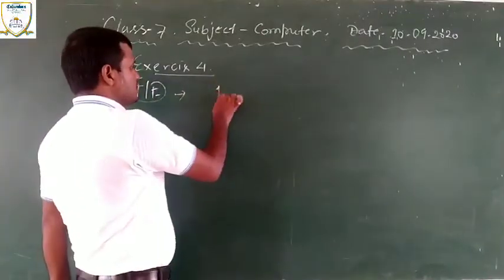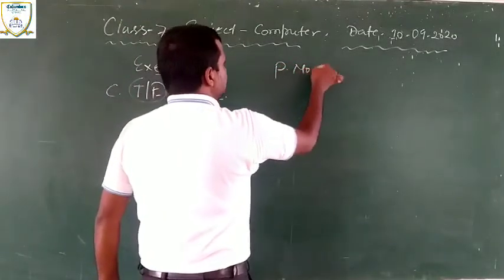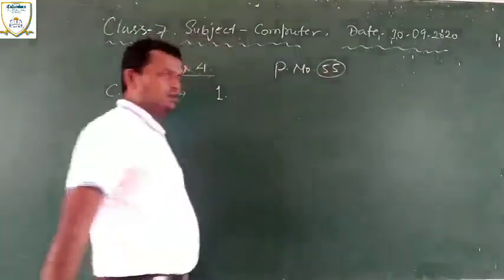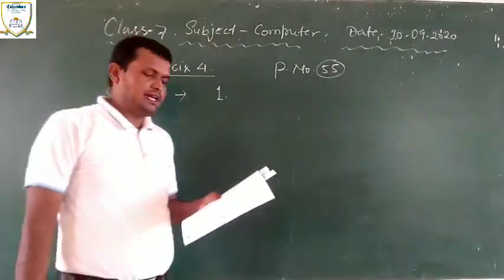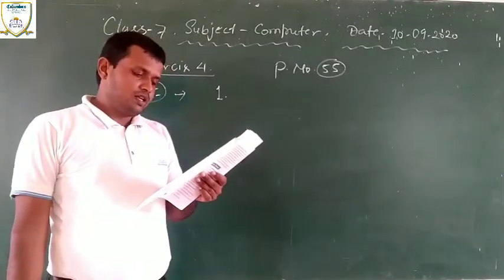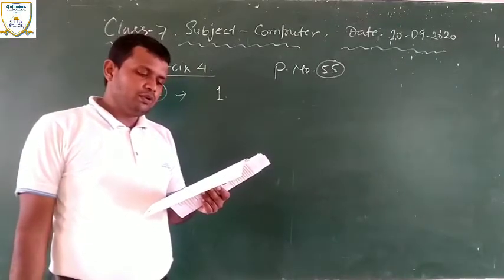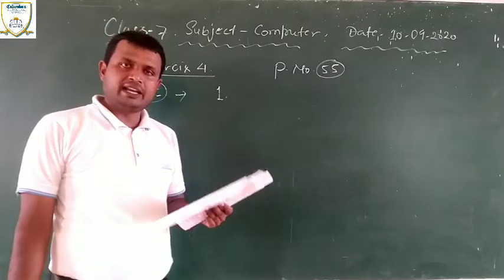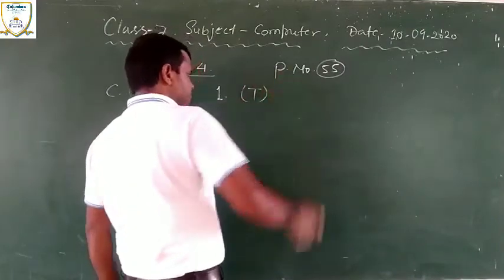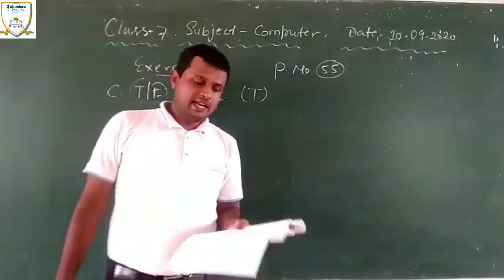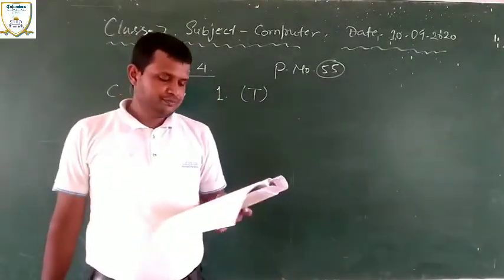Now the first in C. Everyone just open page number 55. In page number 55, see the first line. Browser automatically adds an empty line before and after a paragraph. It is correct.